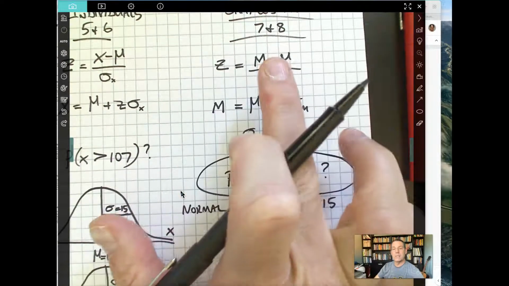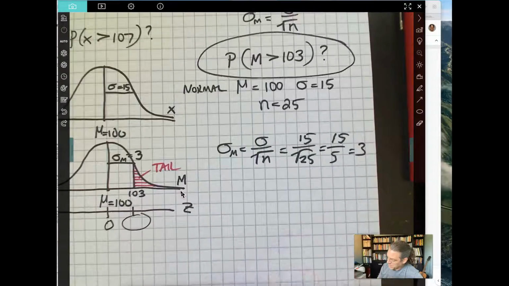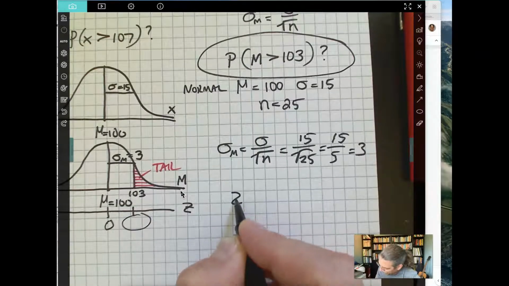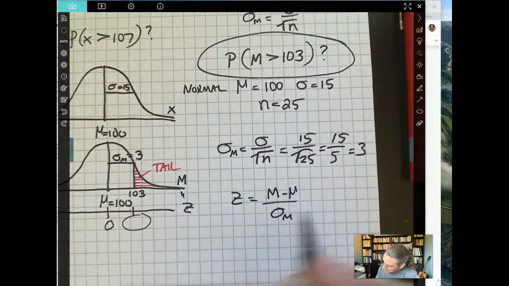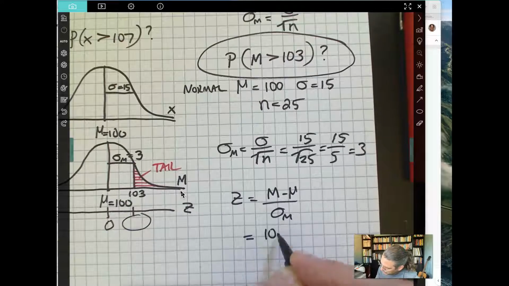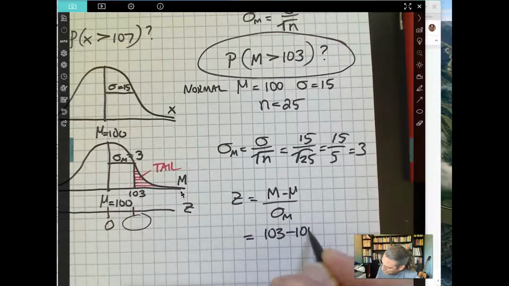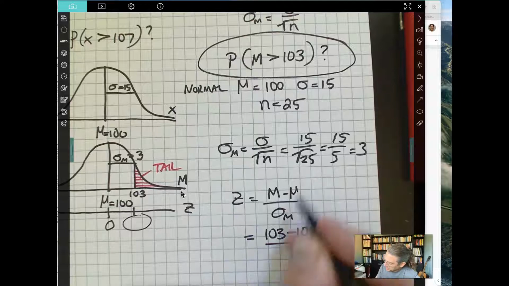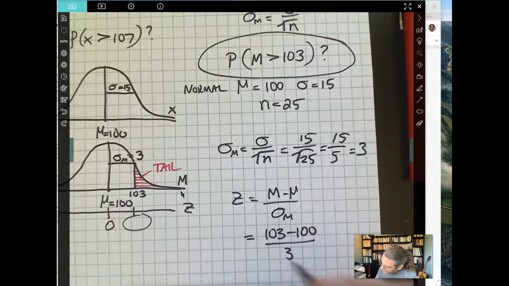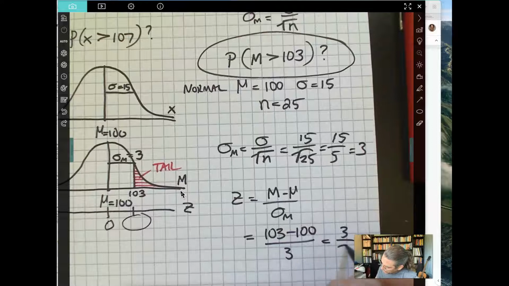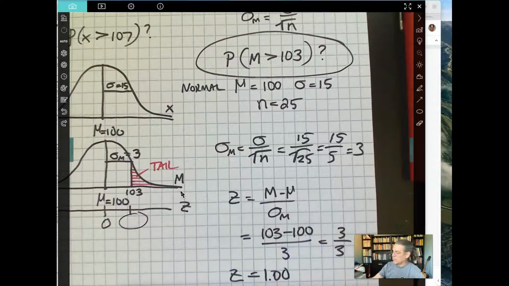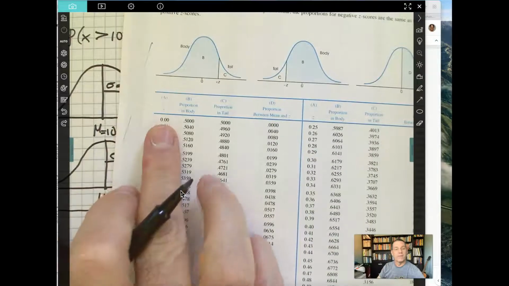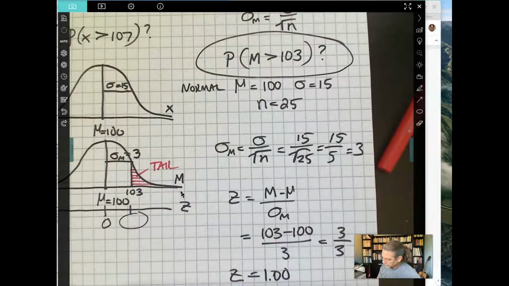To calculate the Z-score, we take M minus mu over the standard error. So I'll write that over here. In our case, 103 is the mean that we're interested in, minus the population mean of 100, divided by the standard error, which we calculated already, is 3. So this is 3 over 3, or a Z of 1.0. And I'm going to do it out to 2 decimals, because our unit normal table, the Z column, goes out to 2 decimals. So I know this is a Z of 1.00.